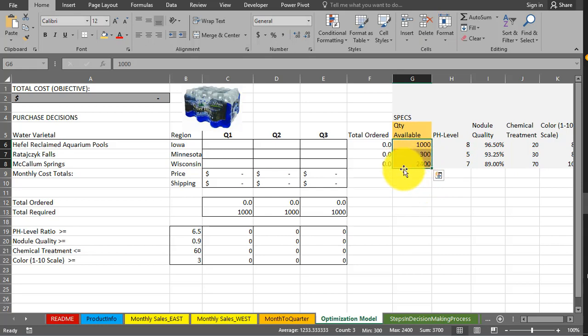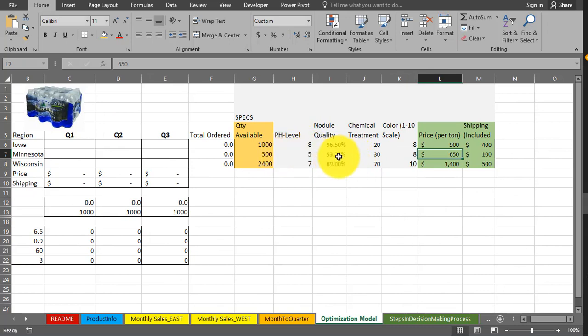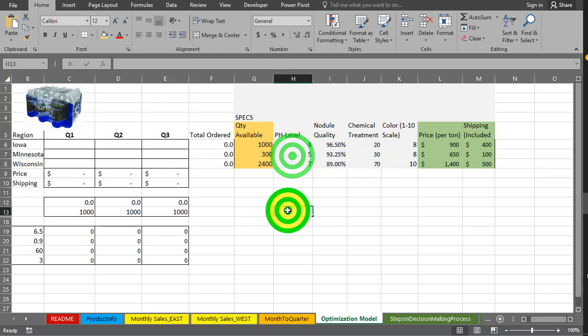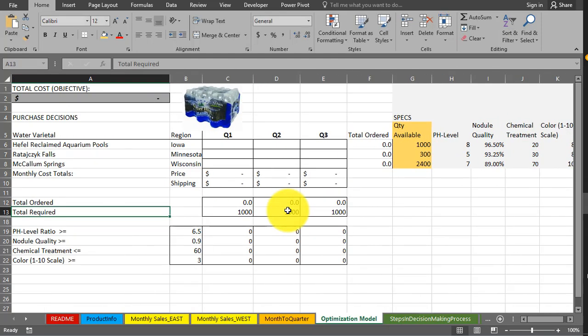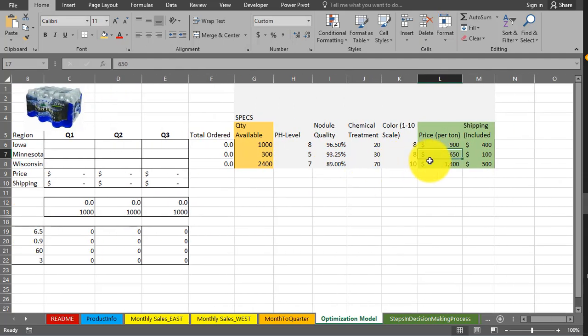Because if I need a total of 3,000 and no single supplier has 3,000, I'm going to have to buy a little bit from, I mean, I could probably get away with Hafele and McCollum because together they equal greater than 3,000. But what you want to be careful of is how that works with the other variables over here as well. Is Hafele's pH going to be satisfactory? Does Ratajczyk at a lower cost than McCollum offer any opportunity to lower our cost, right?